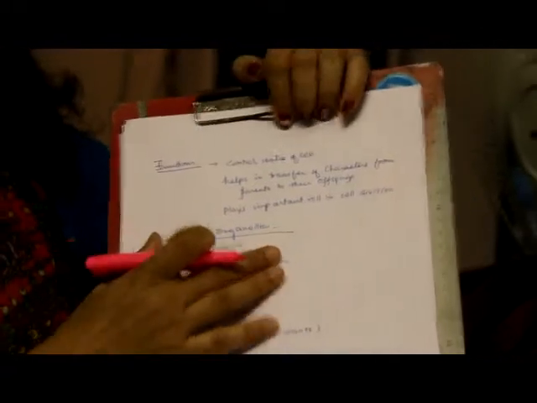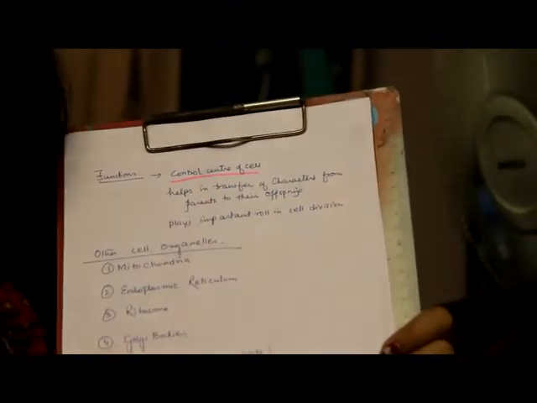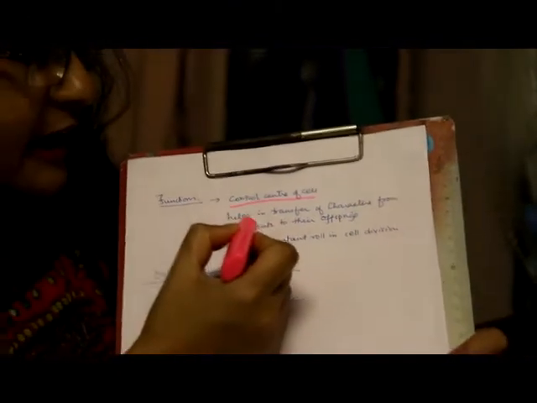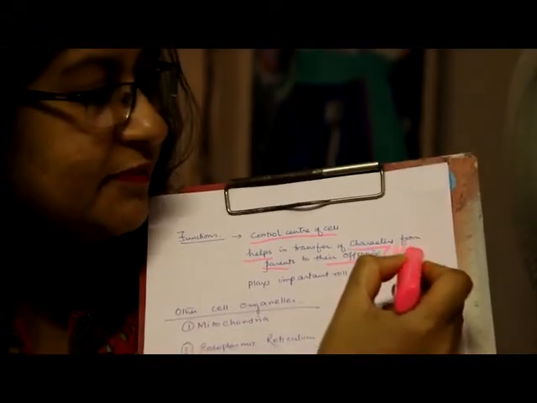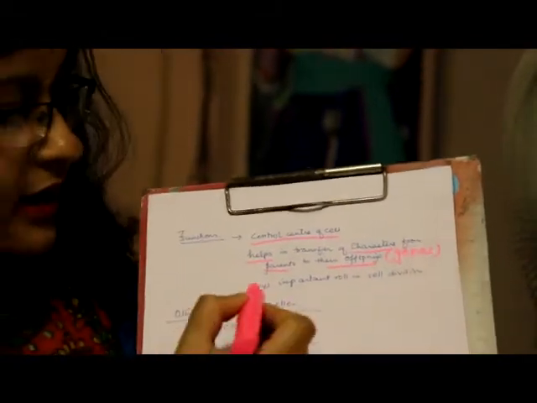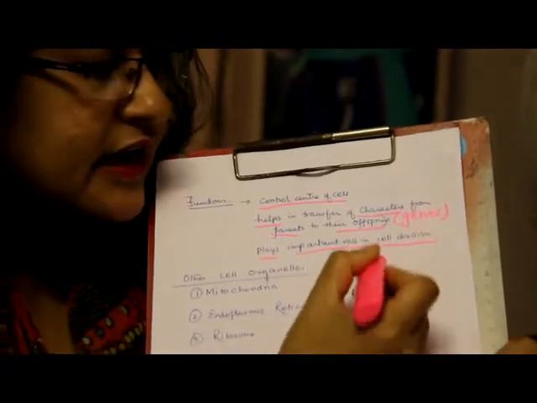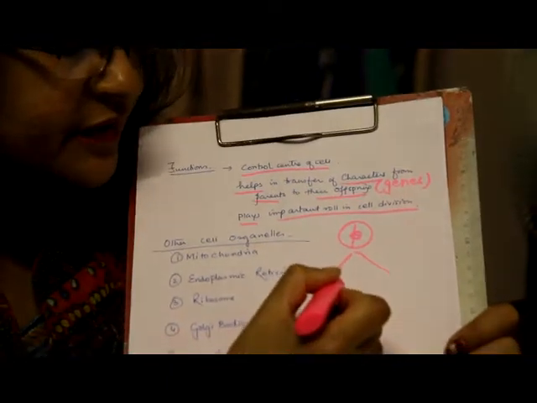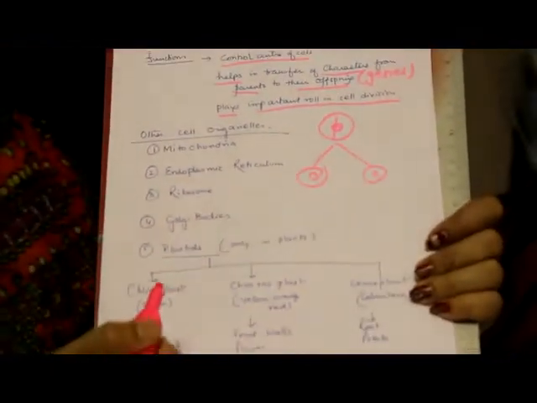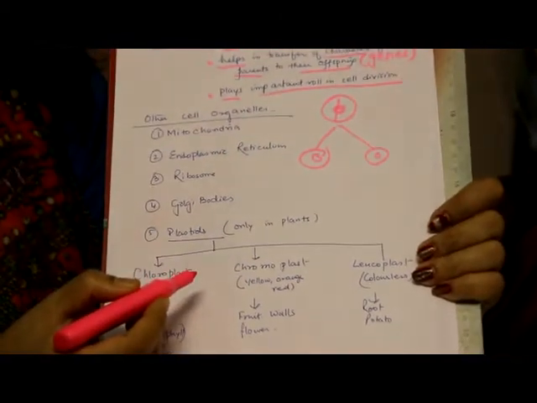So here we will try to jot down the functions of the nucleus as a whole. First of all, it is the control center of the cell. Second, it helps in transfer of the characters from parents to the offspring. Obviously, it happens through gene formation, and it plays a very important role in cell division. When one cell divides into two, obviously first the nucleus will divide, followed by the cytoplasm. So these are the very important functions of a nucleus.